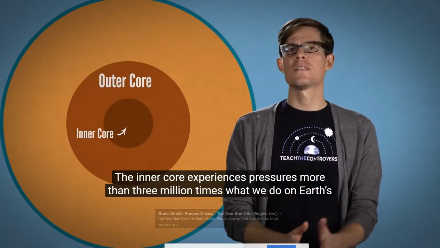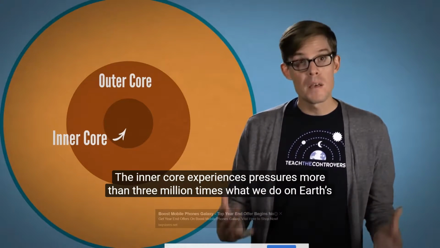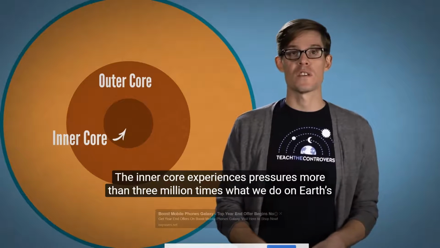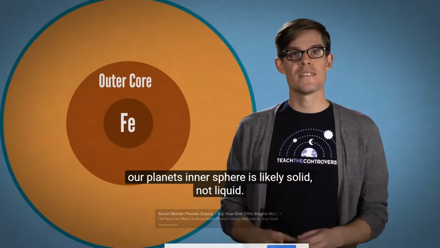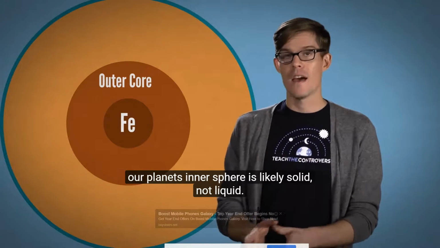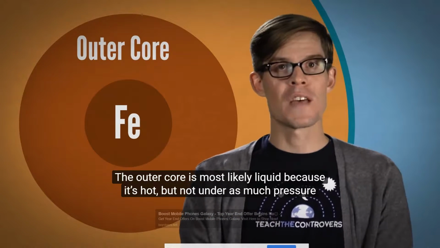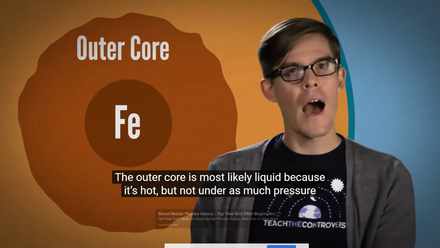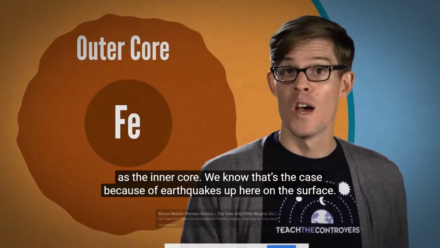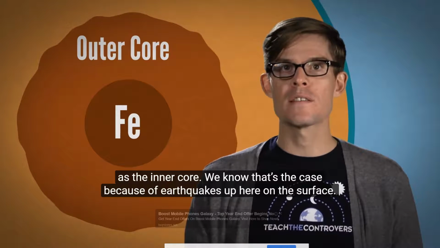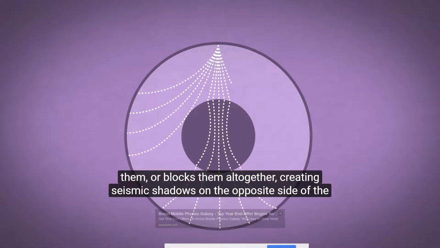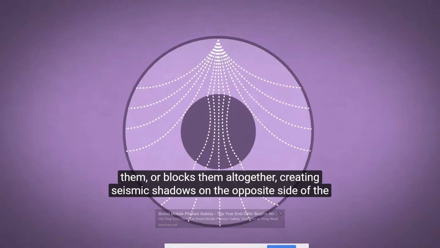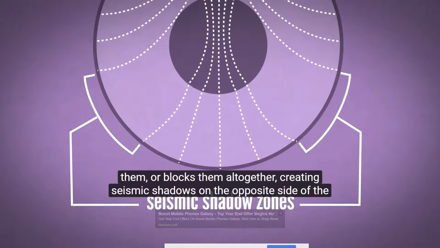The inner core experiences pressures more than 3 million times what we do on Earth's surface, which means that despite being as hot as the surface of the sun, the iron in our planet's inner sphere is likely solid and not liquid. The outer core is most likely liquid because it's hot, but not under as much pressure as the inner core. We know that's the case because of earthquakes up here on the surface. As certain kinds of seismic waves travel through the Earth, the liquid outer core either refracts them or blocks them altogether. And that creates seismic shadows on the opposite side of the planet.